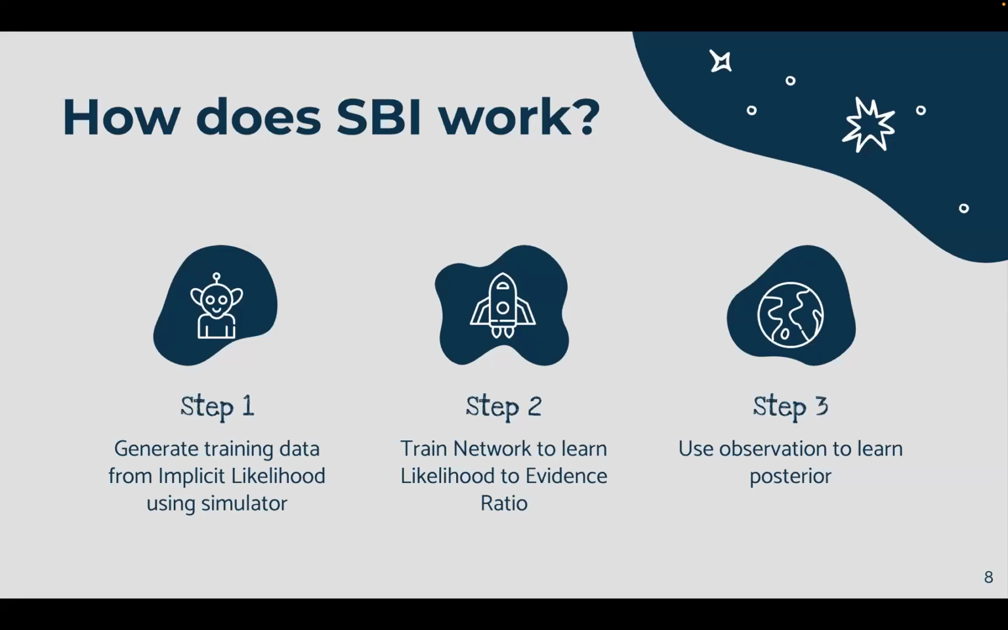For the second step, we try to learn the evidence ratio. We train a neural network to learn the evidence ratio. It's like we are doing a binary classification problem: we distinguish the data-parameter highly correlated samples from the data-parameter independent samples. And for the third step, we use the learned ratio model to obtain the posterior given the observations.